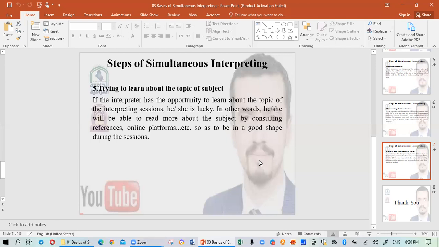You saved energy, you saved time, because you were able to know something about the topic that will be presented next day or in the interpreting session or the upcoming interpreting session.